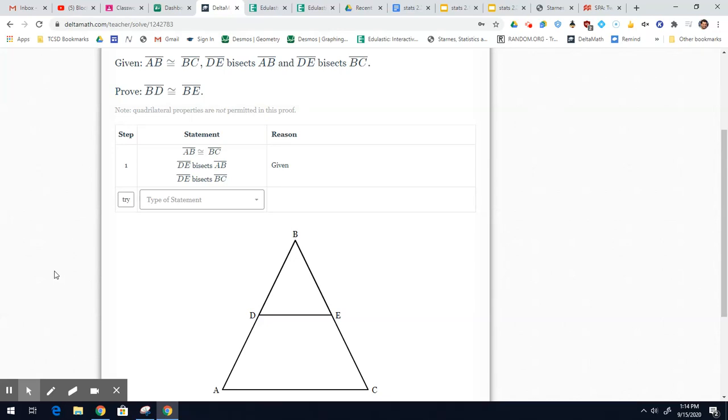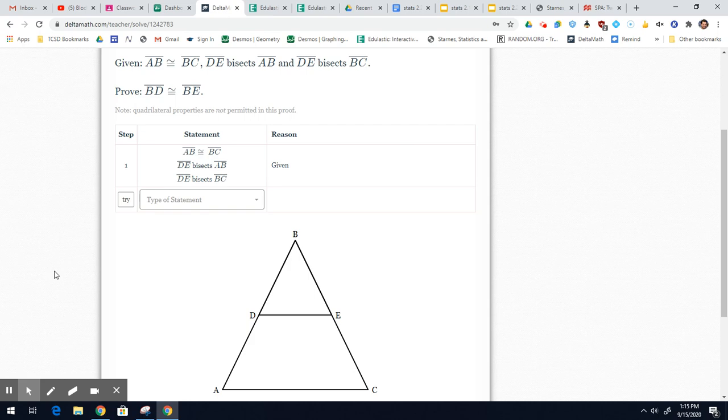Okay, so we got a lot going on here. Oh my goodness. It says segment AB is congruent to segment BC. Segment DE bisects segment AB, and segment DE bisects segment BC. Whoa. And we got to prove that segment BD is congruent to segment BE.